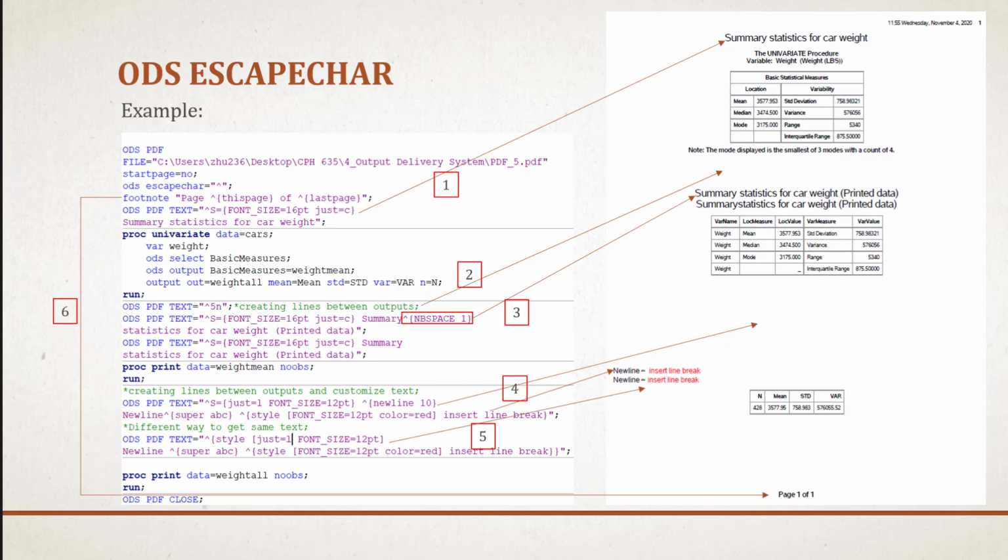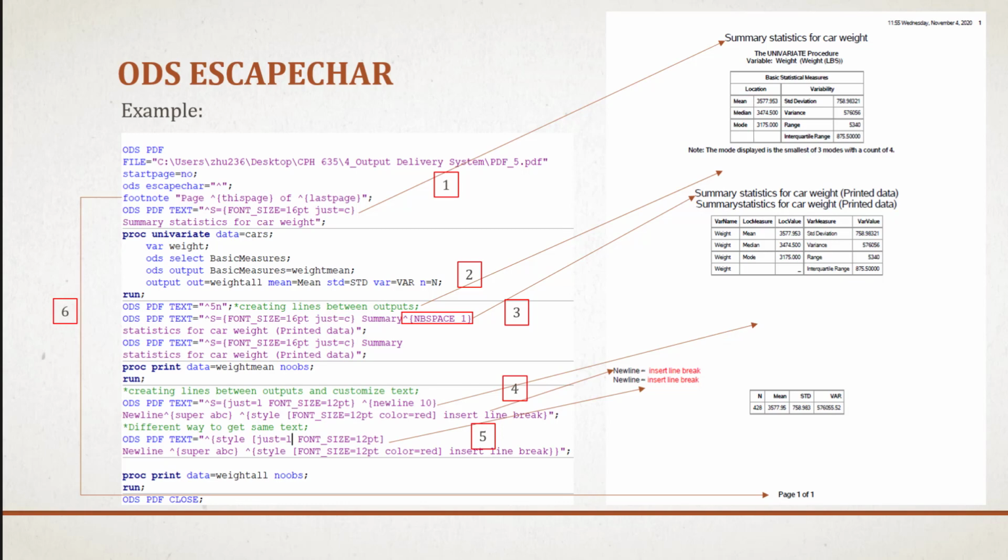In example 1, we create a title as summary statistics for car weight by using the ODS PDF TEXT statement. We define the title to be 16 point and centered. This is done by using the escape character with style elements. In example 2, we add 5 lines in between 2 tables. This is done by using the ODS PDF TEXT statement with a caret 5in.